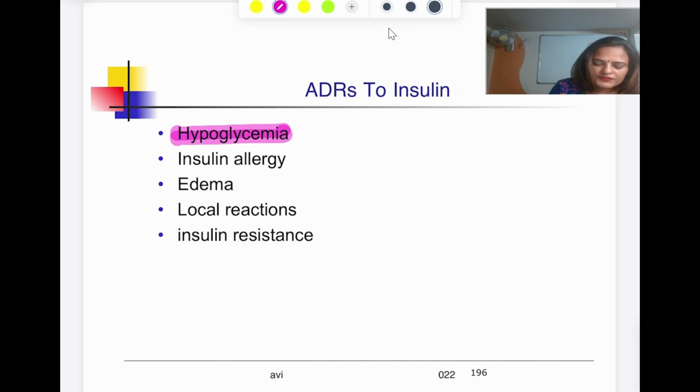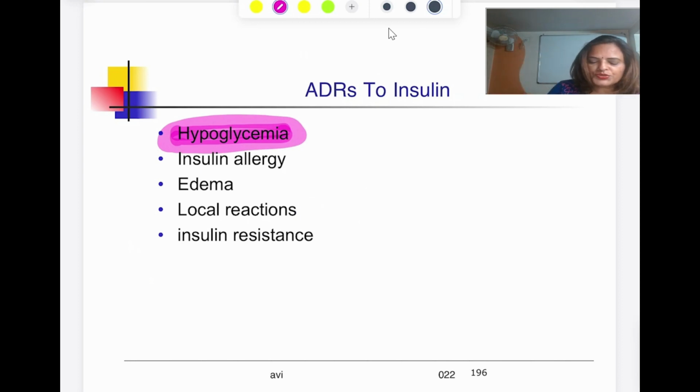But if suppose the patient misses these symptoms, then what will happen? Patient will go for neuroglycopenic symptoms. In that, the patient will have visual disturbances, headache, dizziness, fatigue, tiredness, and muscle incoordination. And sometimes, if the blood glucose level still falls, meaning less than 40 milligram per deciliter, then the patient will go for seizure and to the coma.